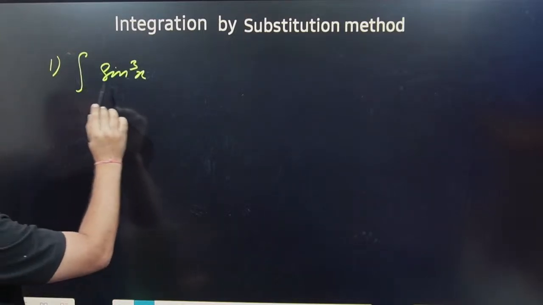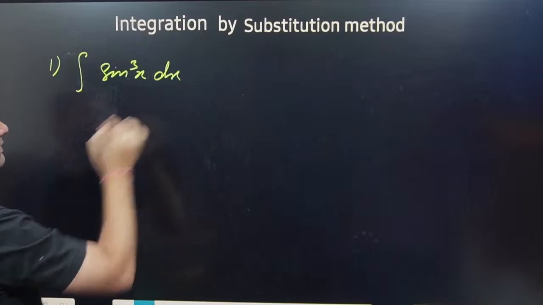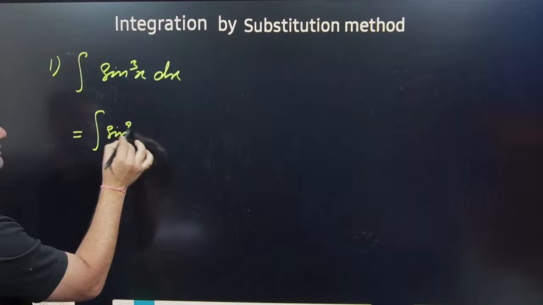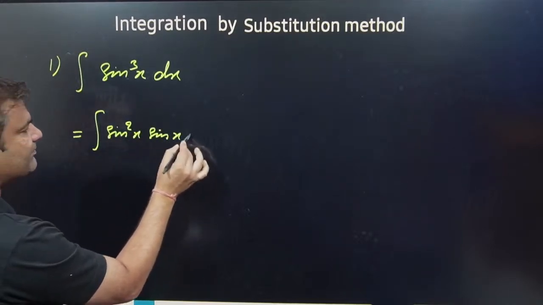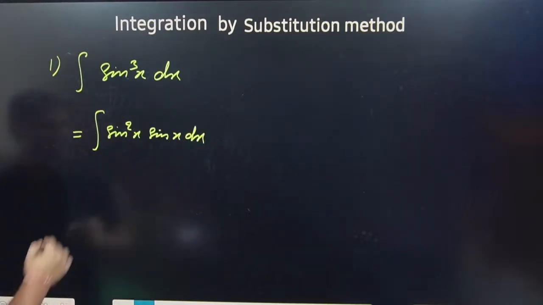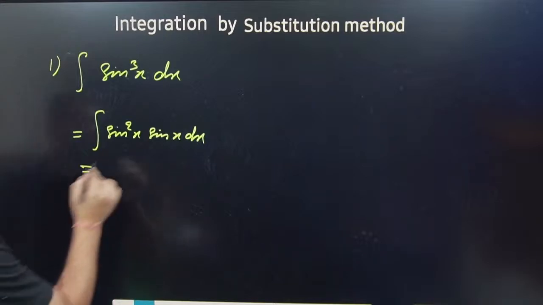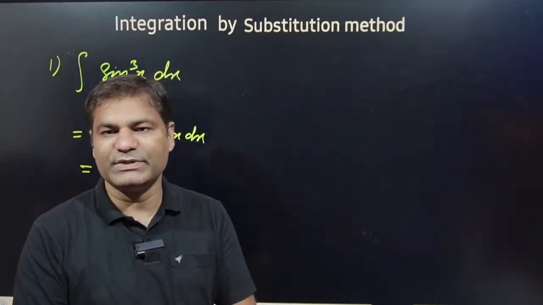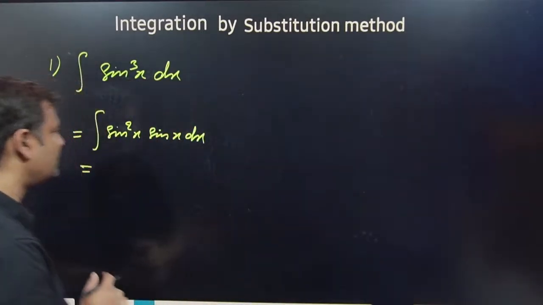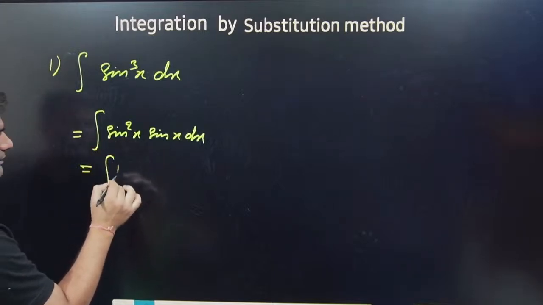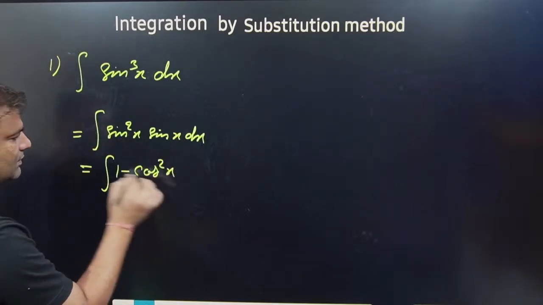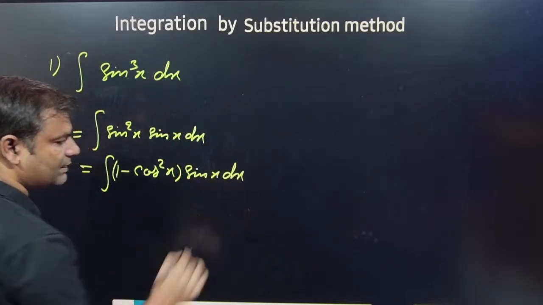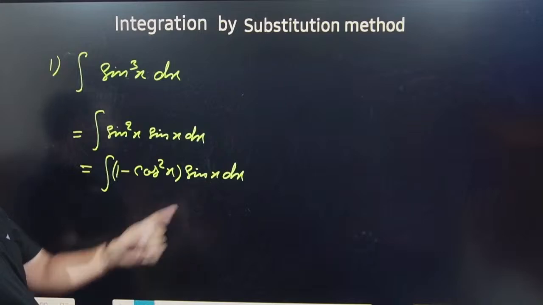Simply, if this one is given, in terms of like that one, simply this one is written as sin square x into sin x dx. Okay, how can we simplify? Look here very carefully. How can we convert f of t into f prime dt? First of all look here, if this one is t, then this one is dt.